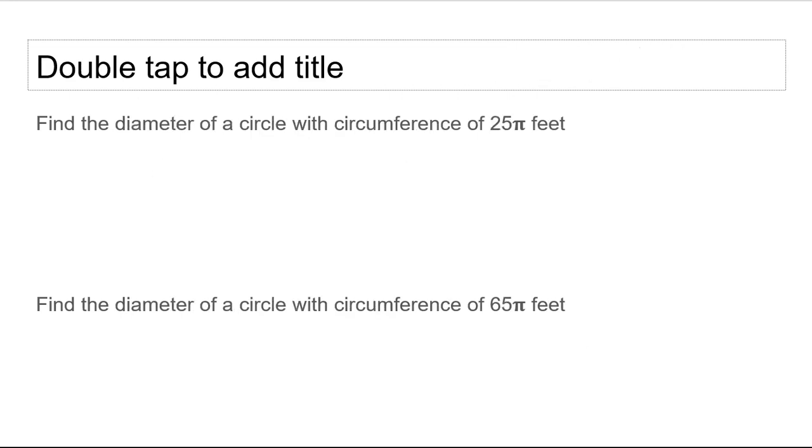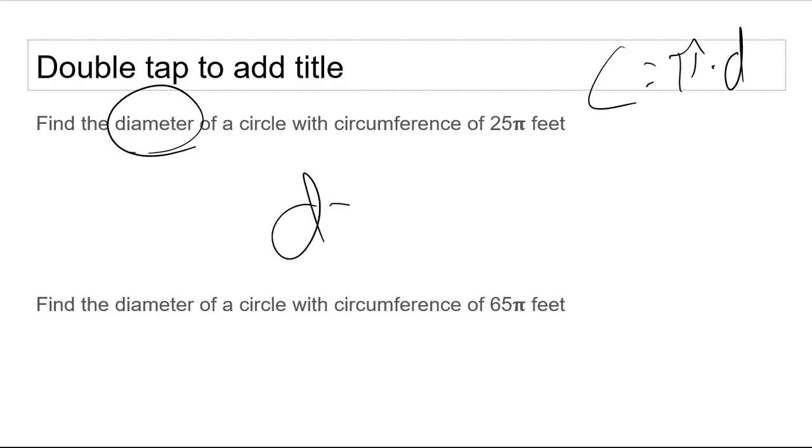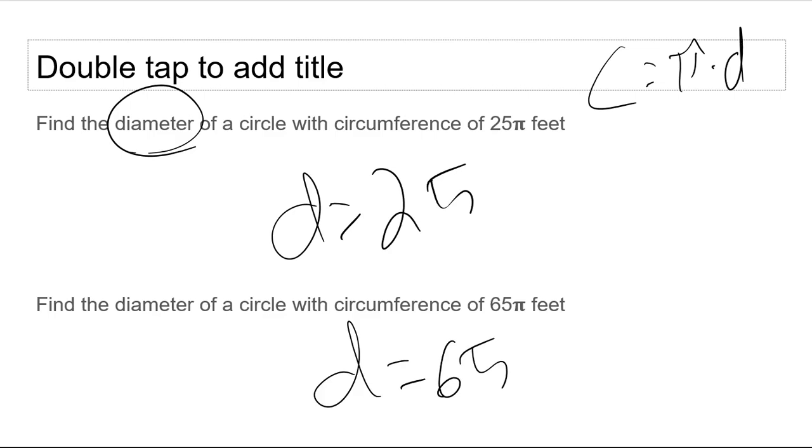Alright, so if you remember, circumference is pi times d as well, because it's asking for the diameter. So if it's pi times d and they left it like this, that's easy. Diameter equals 25, and diameter equals 65 here. It's just the number in front.